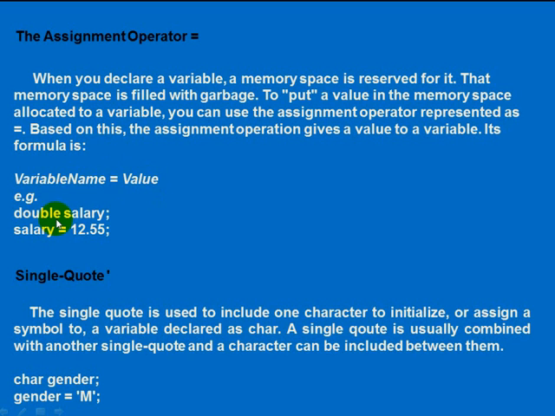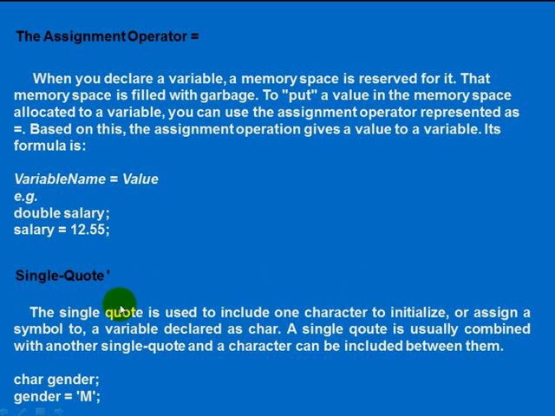For example, we have declared a salary variable of data type double, and we are assigning 12.55 to salary. Here we have to make sure that to the left side of the assignment operator there will always be a variable. We cannot write 12.55 equal to salary. Mathematically that may be correct, but in the Java programming language we have to assign the value to a variable by writing the variable to the left of the equal to operator.